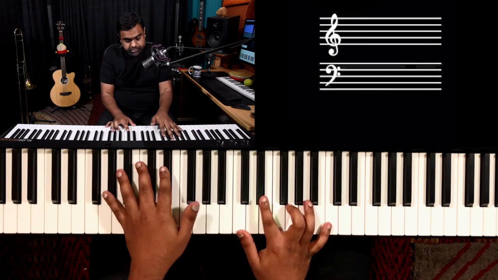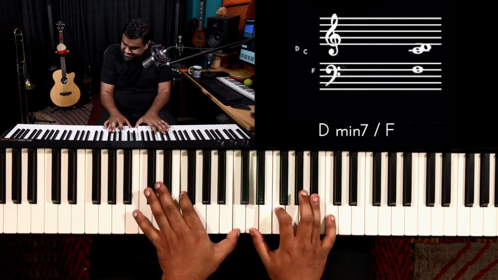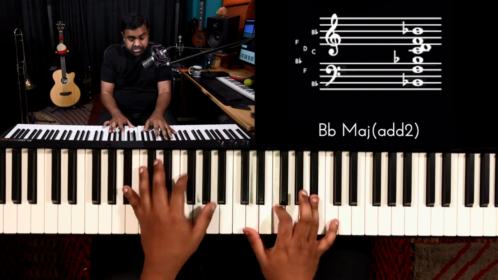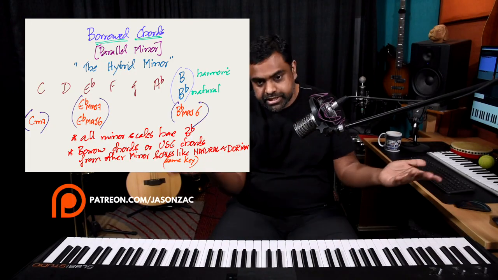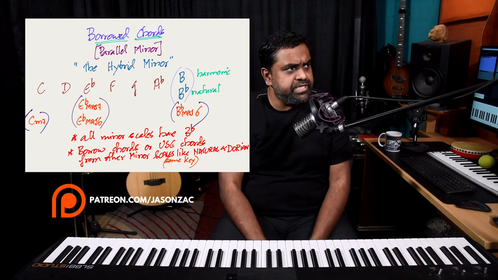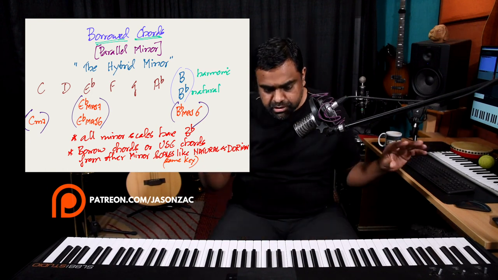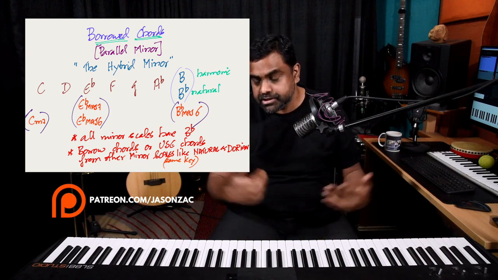You can even do stuff over your B flat. Make that a B flat major because you have B flat. Now that you're like, okay, it's a C minor scale with a B and a B flat. Something like that. That was our borrowed concept or a hybrid minor concept.